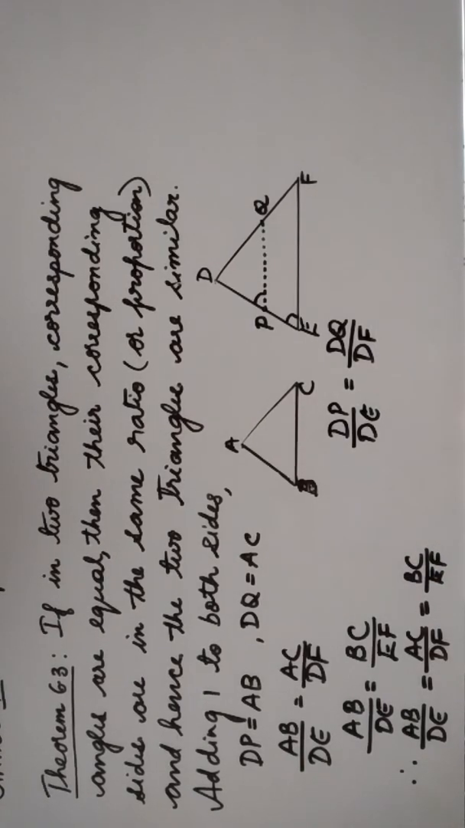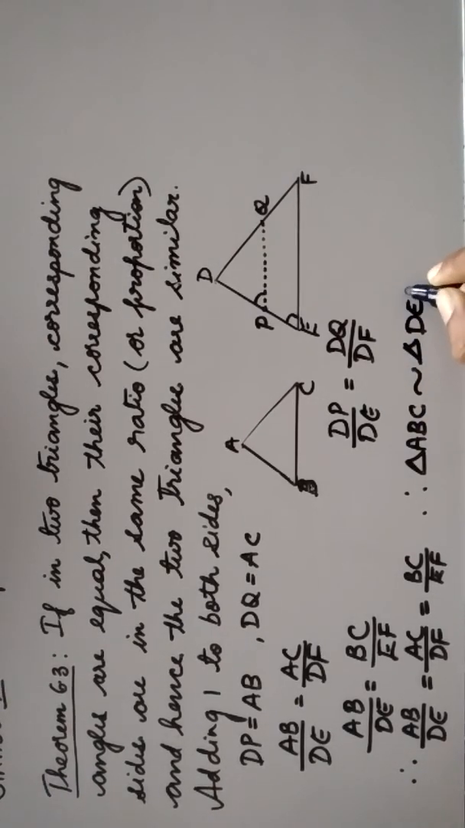Now here all the three sides are in proportion. Therefore, triangle ABC is similar to triangle DEF. So hence proved.